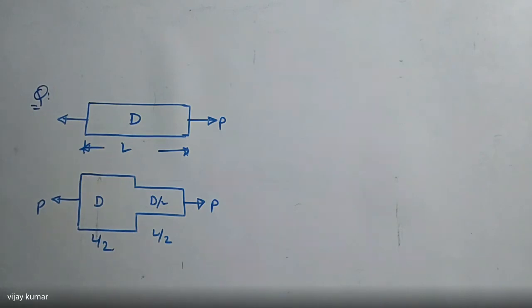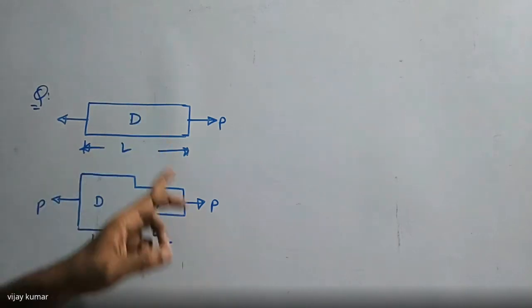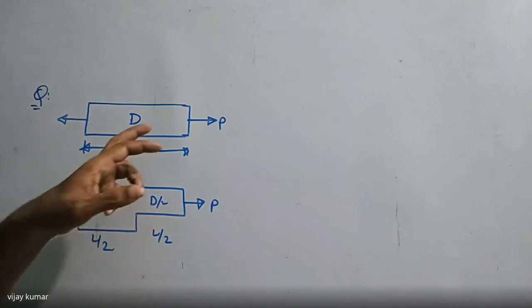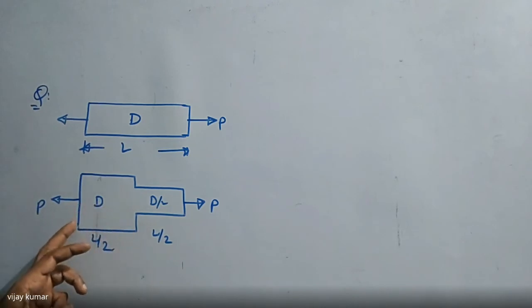The question is: given two bars of the same length and material subjected to the same axial tensile load. Both are the same material, so both are subject to the same tensile axial load. The first bar is of uniform cross section of diameter d, and the second bar has diameter d for the first half of its length and diameter d by 2 for the remaining length. Compare the strain energy stored by the two bars.